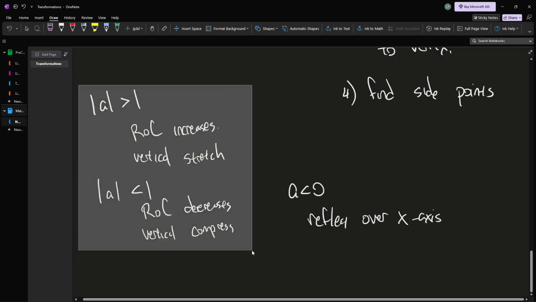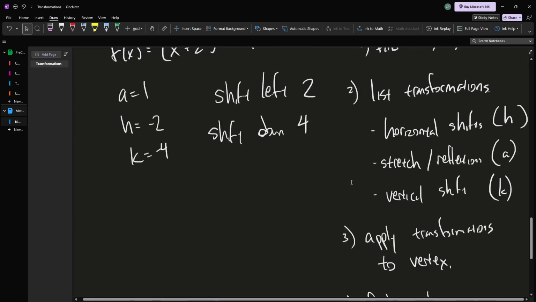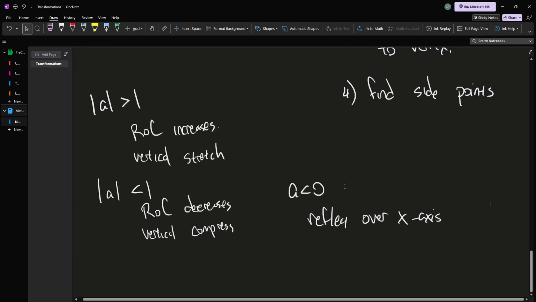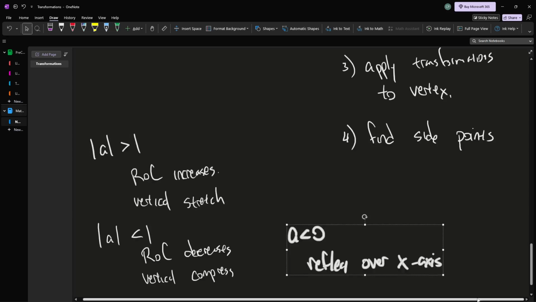So A has a lot of stuff going on. All 3 things. H and K only do shifts. A does the other 2. They're more complicated too. So that's why I said find side points. I didn't say just plot more side points by doing the rule all the time. Because the rule gets a bit tricky when we start stretching it out and compressing it. It's not just +1, -1 all the time.